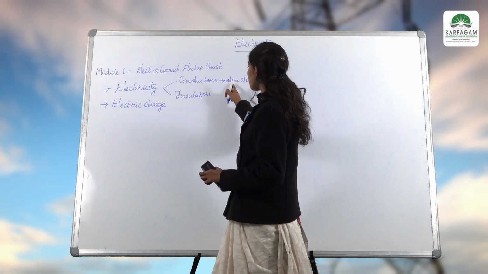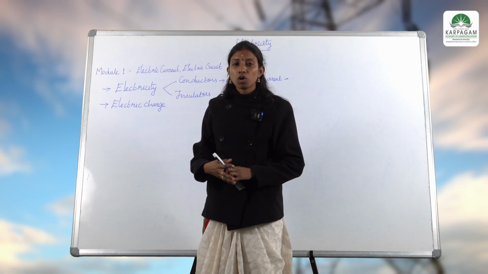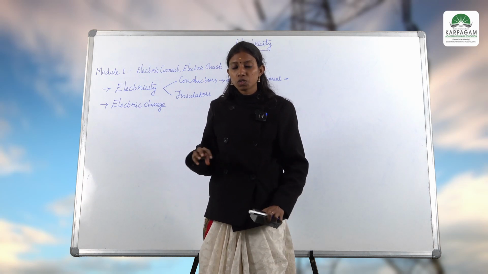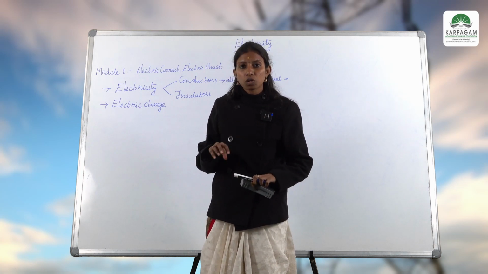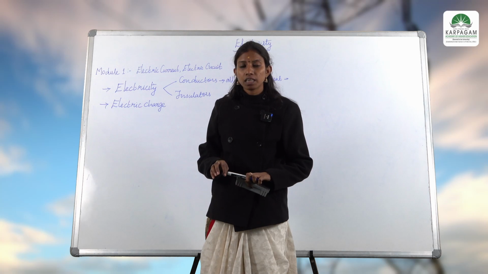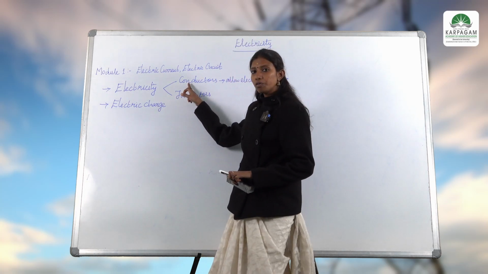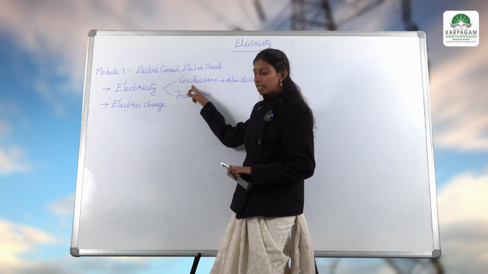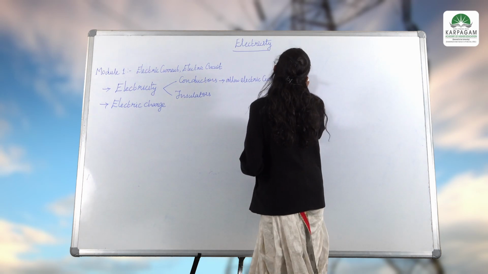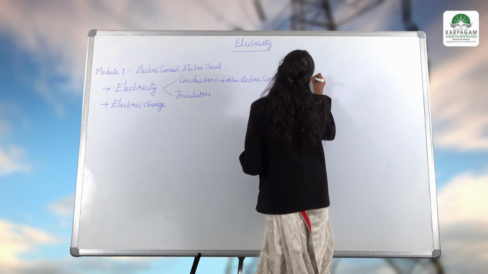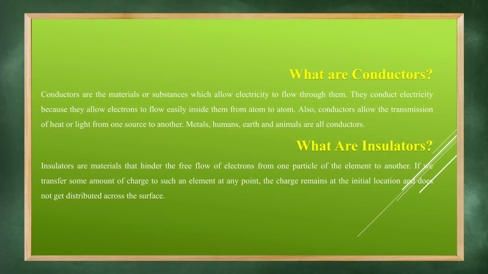How does it allow electric current to pass through it? We all know that there are always free electrons flowing in it, and atoms are also present there, and that leads to the passage of electric current. So we call them conductors. For example, all metals are good conductors of electricity.